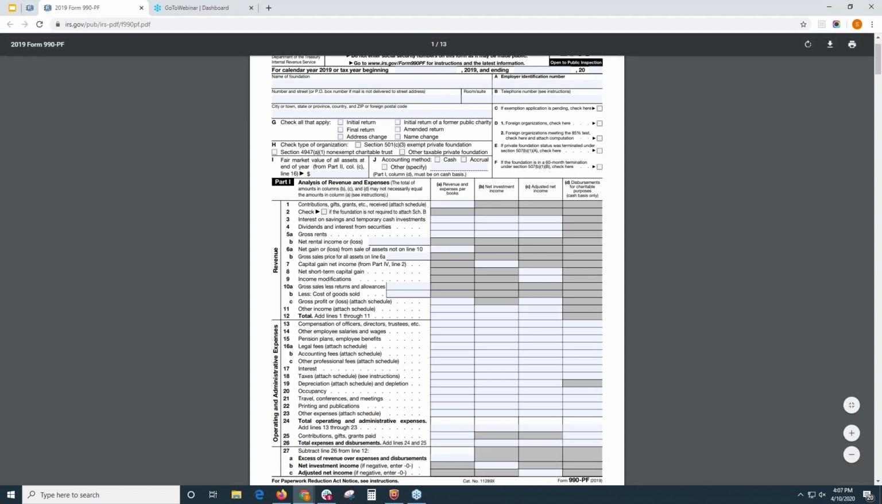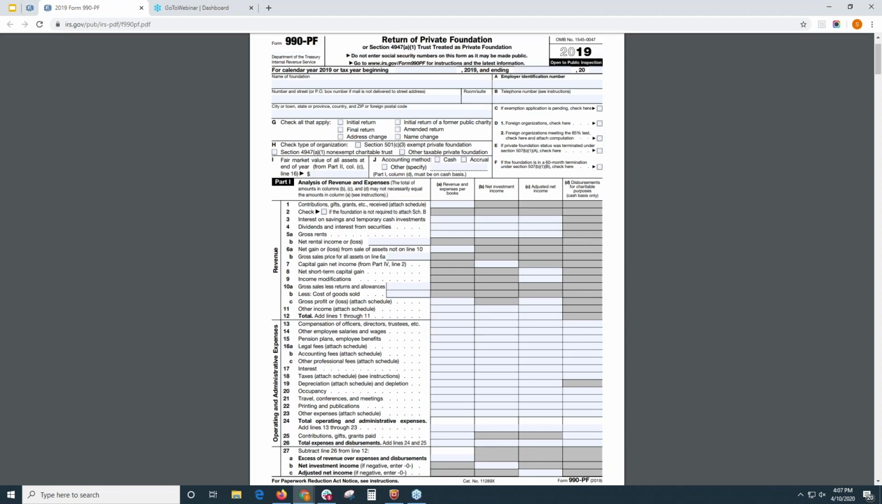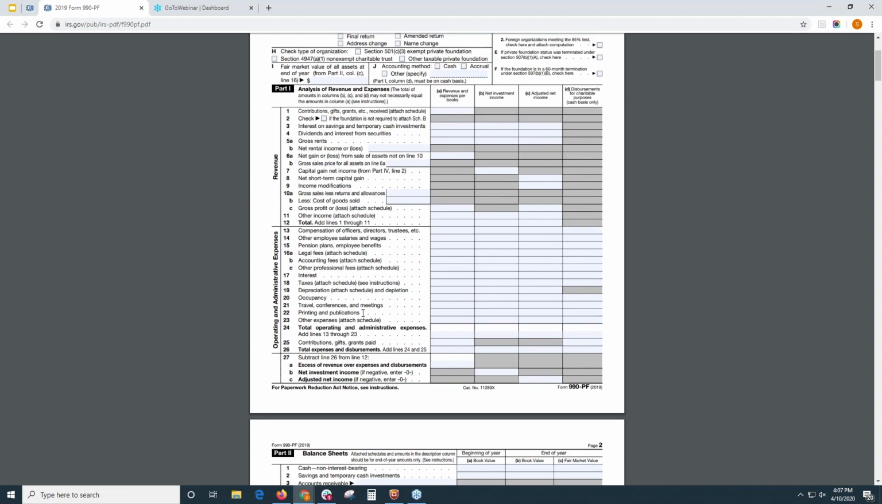We'll move down into Part 1, which is the analysis of revenue and expenses. The first part is for revenue, and you'll enter in contributions, gifts and grants, dividends and interest, capital gains, gross profit, things like that. And then you'll move down to operating and administrative expenses. So compensation for officers, directors, trustees, other employees, other professional fees, all of that's reported here under this operating and administrative expense section.